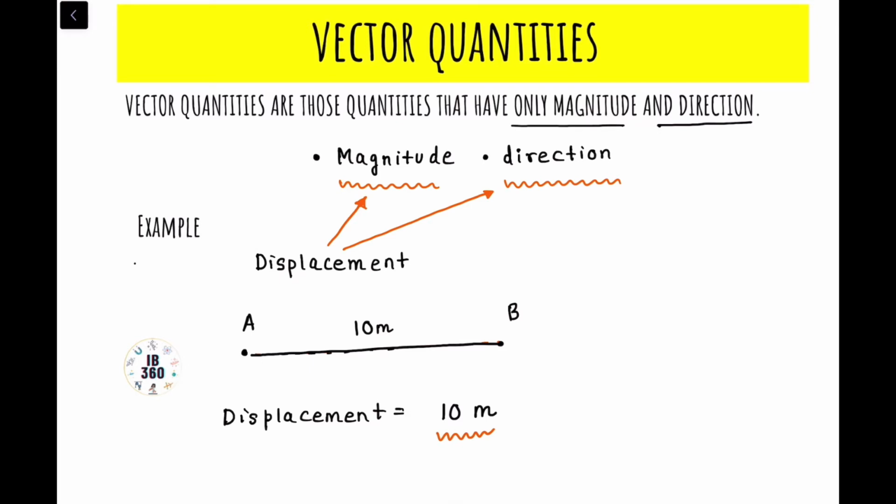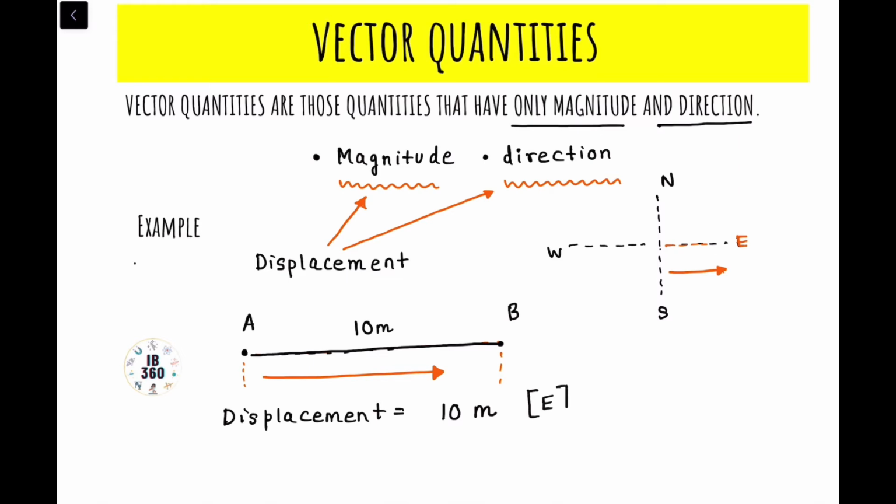Since 10 meters is the magnitude, I need to specify one more thing also: in which direction did I travel? In reaching from A to B, I traveled in this direction. So if this is our north, this is our south, this is our east, this is our west, then this is pointing east. So the displacement will be 10 meters towards the east.